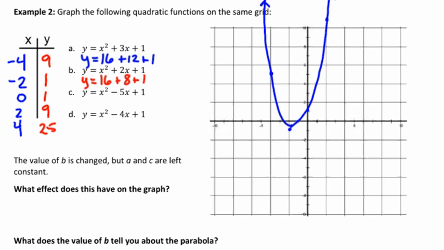Okay, so plotting those points in red, -4 and 9. -2 and 1. 0 and 1. 2 and 9. And 4 and 25, which also won't show up. So we can see the shape here, but I know I'm going to have a vertex still, going through my red points.